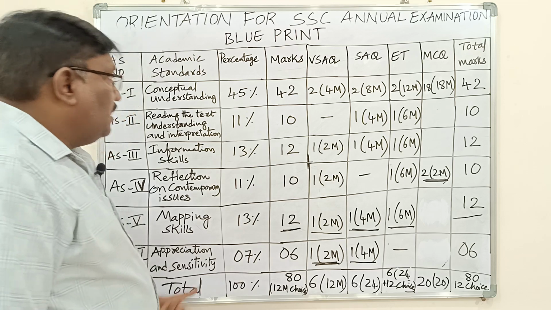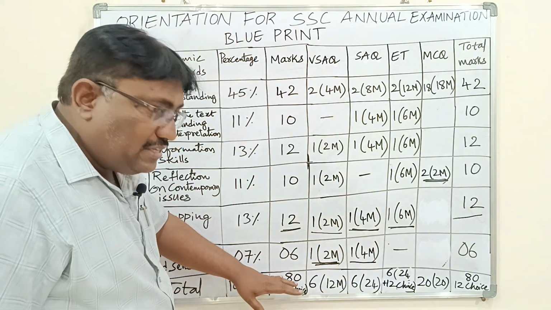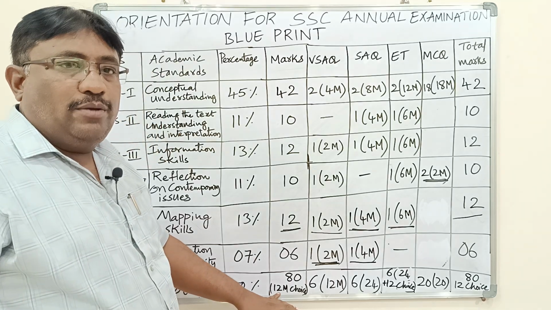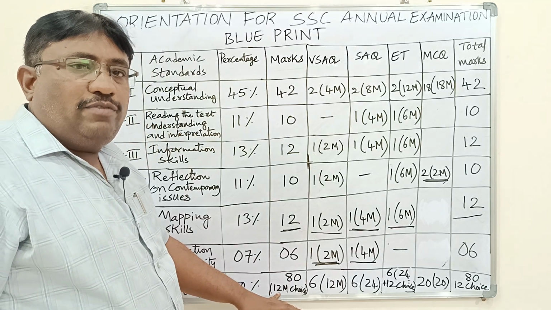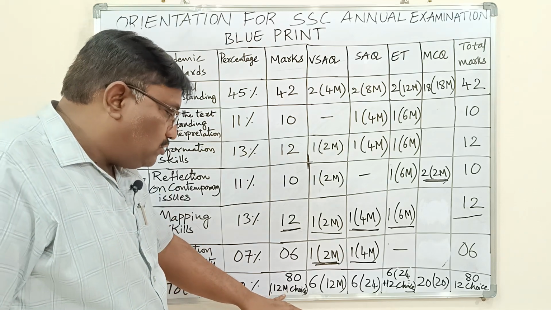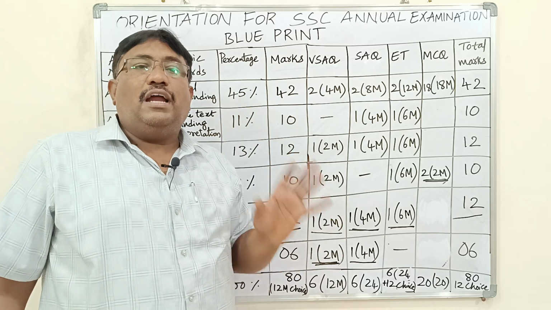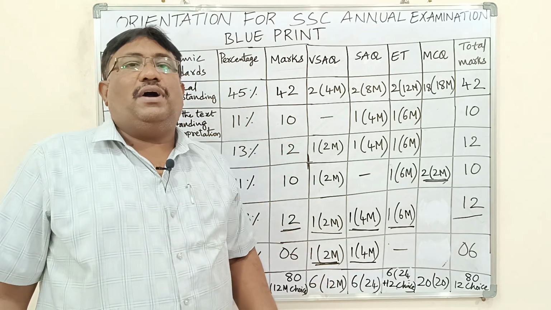So by looking at this, the total percentage is 100%, and the total marks are 80 marks plus 12 marks choice, because in the third section for essay type questions we have 2 questions choice. So plus 12 marks. So the total question paper is of 92 marks, and we have to attempt only 80 marks.